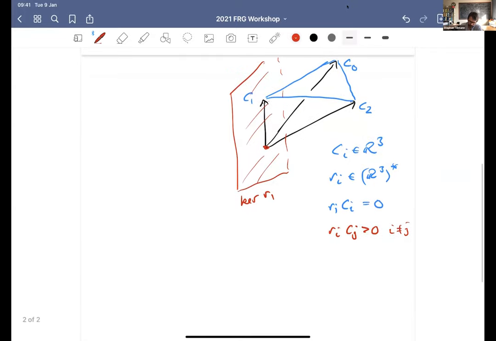Okay, so I can of course, if I want to look at this projectively, go from R^3 to RP^2. So what do I see in RP^2? I see my blue triangle.